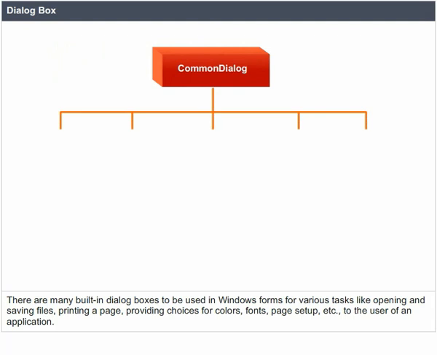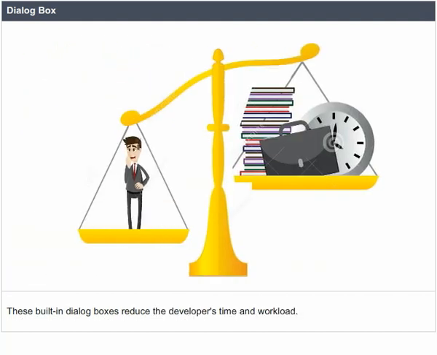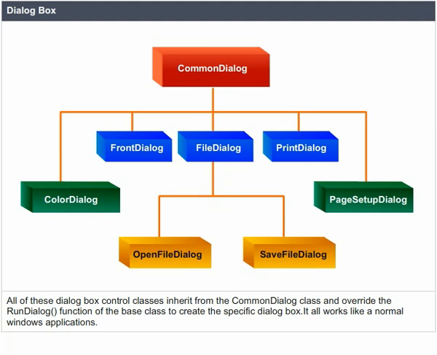Dialog box. There are many built-in dialog boxes to be used in Windows Forms for various tasks, like opening and saving files, printing a page, providing choices for colors, fonts, page setup, etc. to the user of an application. These built-in dialog boxes reduce the developer's time and workload. All of these dialog box control classes inherit from the CommonDialog class and override the RunDialog() function of the base class to create the specific dialog box. It all works like a normal Windows application.